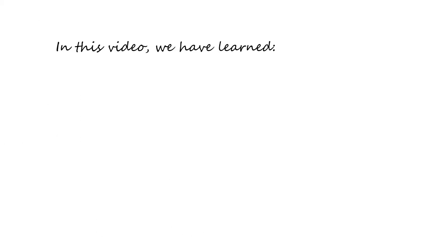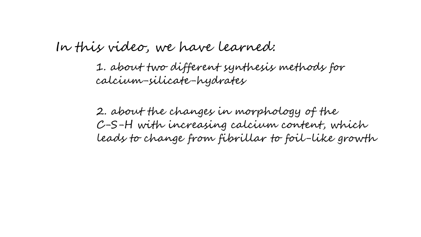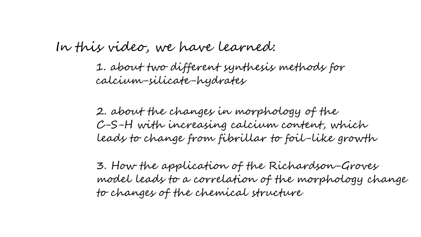In this video we have learned about two different synthesis methods for CSH, and about the change of morphology of the synthesized CSH with an increasing calcium content, which led to changes from foil-like to fibrillar growth, and finally how this change in the growth morphology can be correlated to chemical changes in the Richardson-Groves model. More interesting material can be found in analyses which could not be covered by this video. For example, how the morphology is affected by sonication during hydration. It is worth a look.